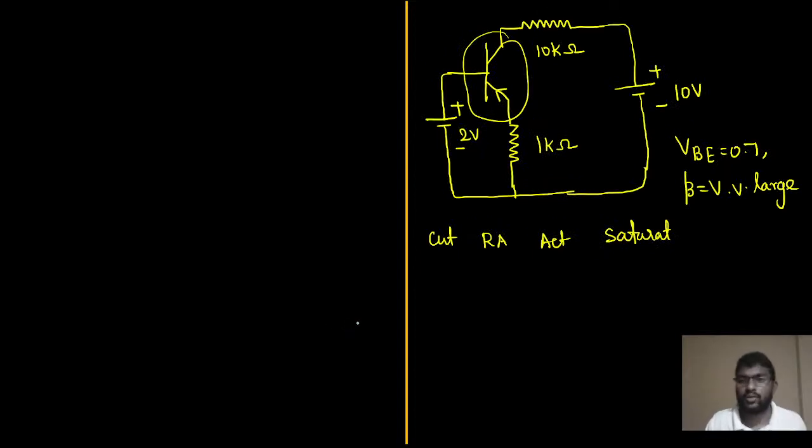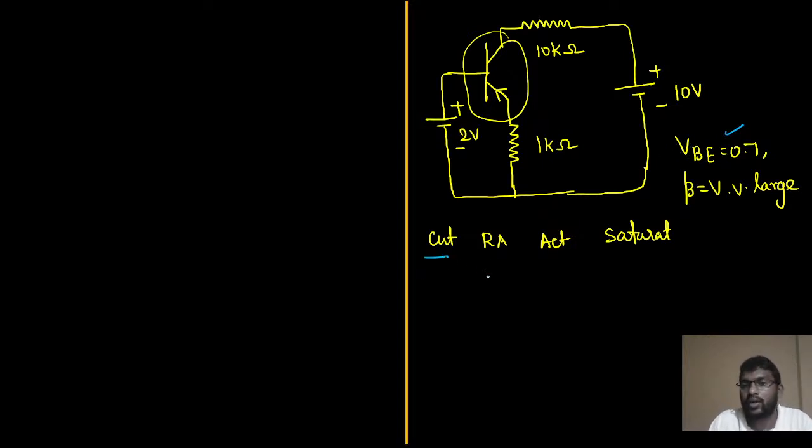Now take the next question. So this is the given question. Let me check the question first. So, the BJT circuit shown in the figure, where the value of beta is very very large. They are telling that the value of beta is very large. Okay sir, fine. So if the value of beta is very large and the base to emitter voltage is given as 0.7, okay, that is given. Now what is the mode of operation?